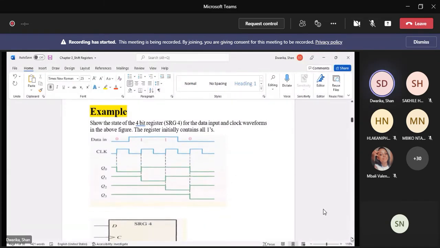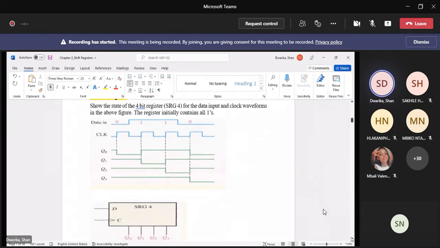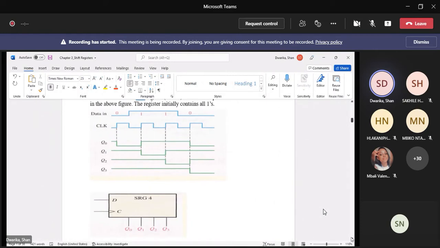The next one is an example. It shows the state of a 4-bit register for data input and clock waveforms in the above figure. The registers are initially all ones, and the data in is 0, 1, 1, 0, at the occurrence of the positive edge of the clock pulse. You can see the output from Q0, Q1, Q2, Q3 appearing on the output of each flip-flop.